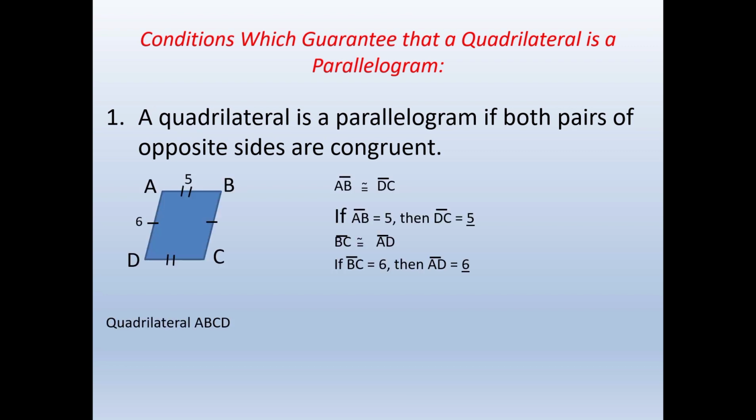Now let us consider this example. We have quadrilateral ABCD. As you can see with the symbol you have there, side AB is congruent to side DC, and side AD is congruent to side BC. Now, if side AB is equal to 5, then what is the measure of side DC? Correct, it is also equal to 5. And if side AD is equal to 6, what is the length of side BC? Of course, it is also 6 because opposite sides are congruent.